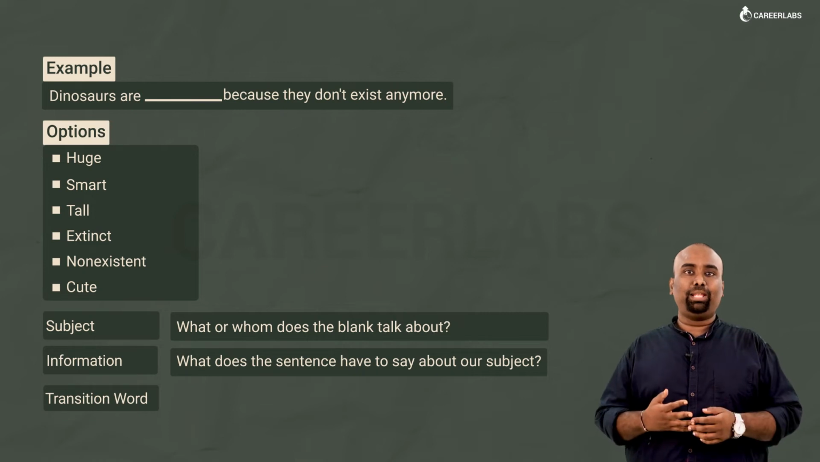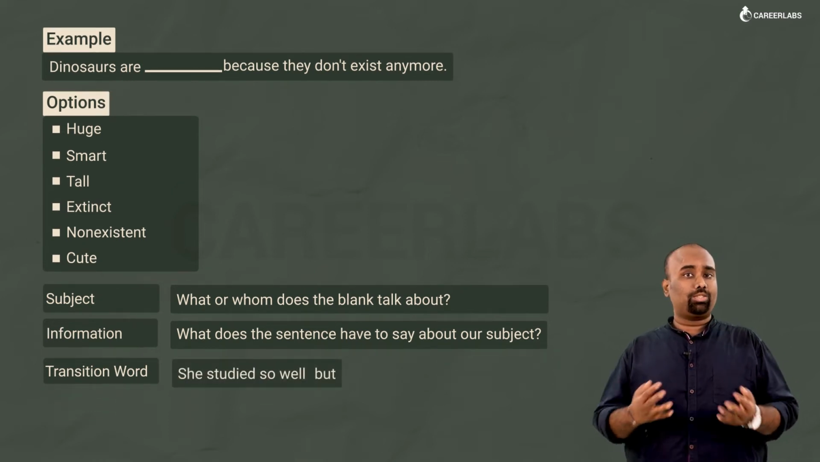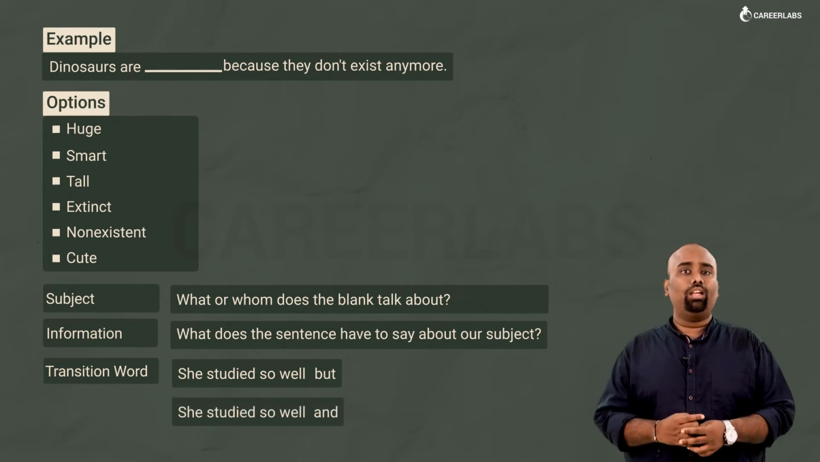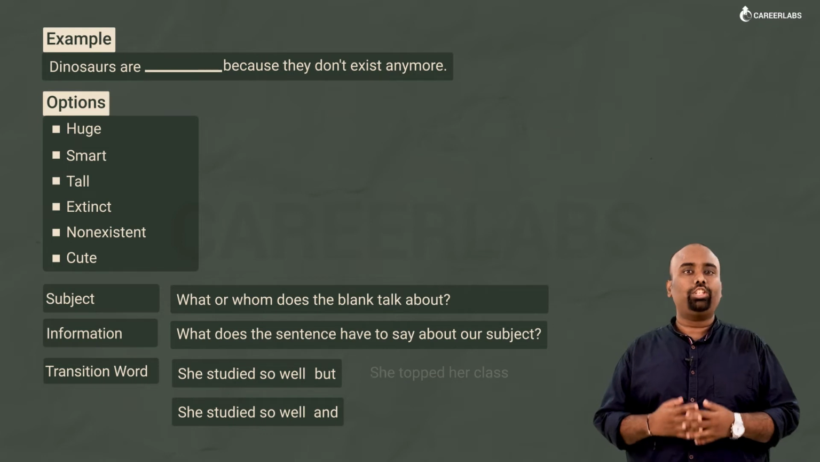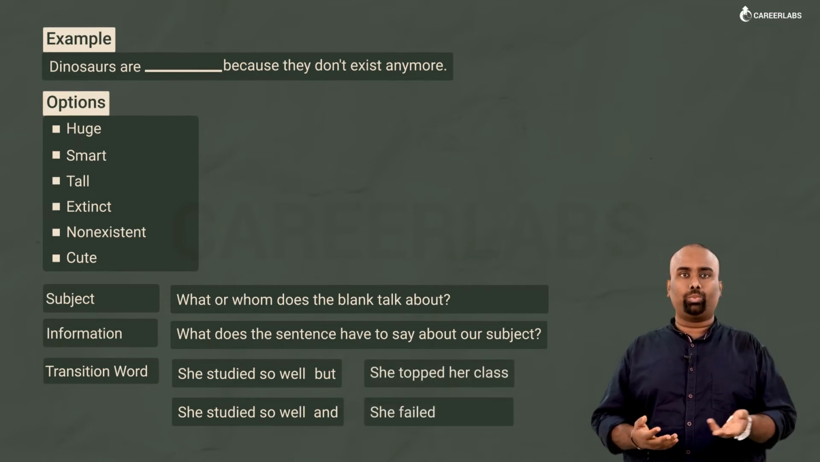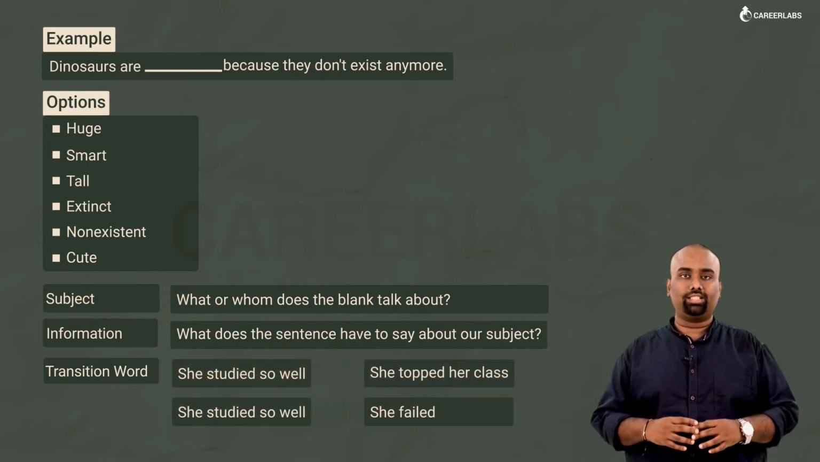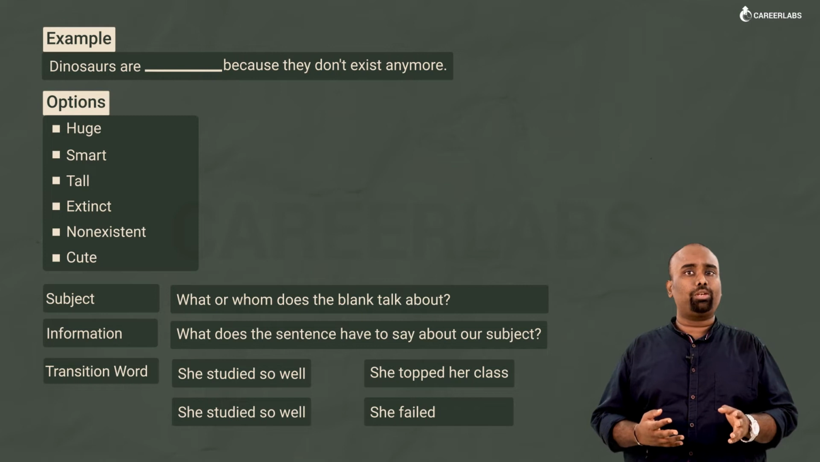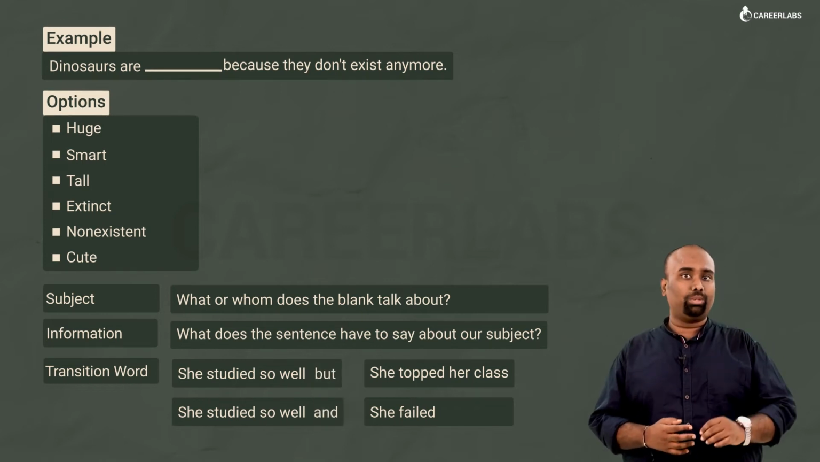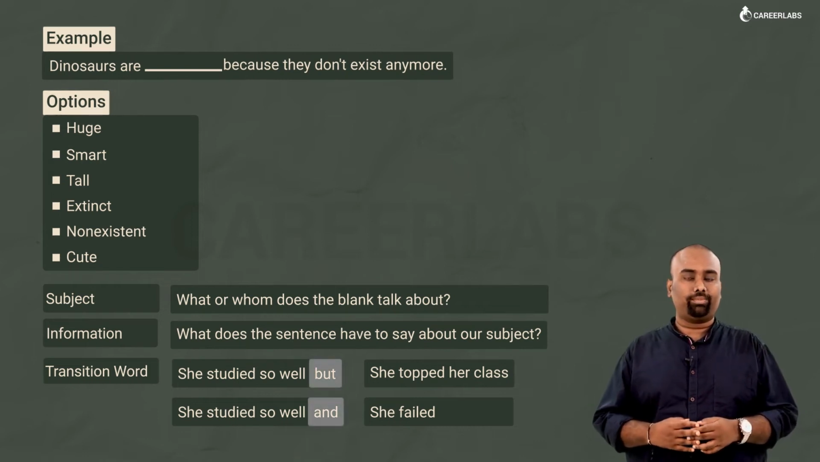Now, let's play match the following with two sentences and two options. She studied so well, but she studied so well and. With two options to choose from, she topped her class and she failed. Do you know which option fits into which sentence? Of course. Now, let's remove two words. Can you figure out which option matches which sentence now? No, right? These two important words, and and but, are what we call transition words.